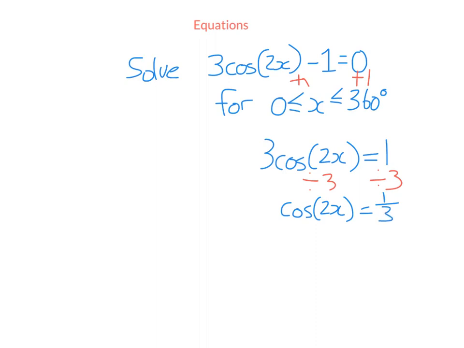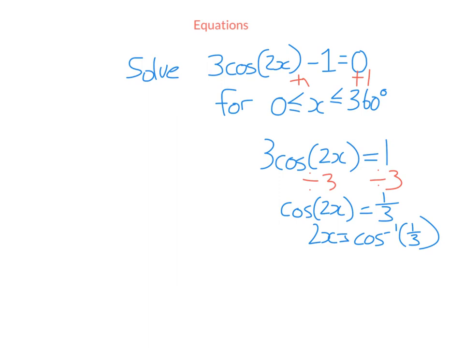So now to go further, I need to take the cos inverse of both sides. So I'm going to have that 2x equals the cos inverse of 1/3. Now this may look really simple. You probably think, well, I'll just put this in my calculator. The problem is if you put cos inverse of 1/3 in your calculator, it will give you only one solution. There is actually another solution between 0 and 360.